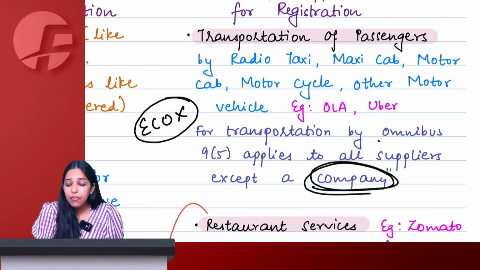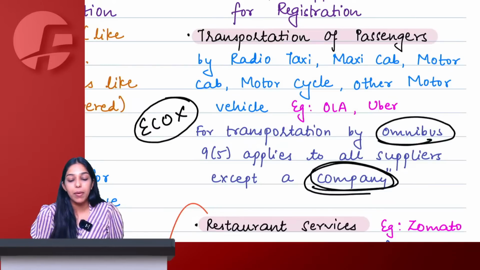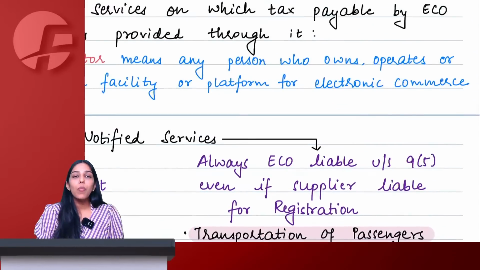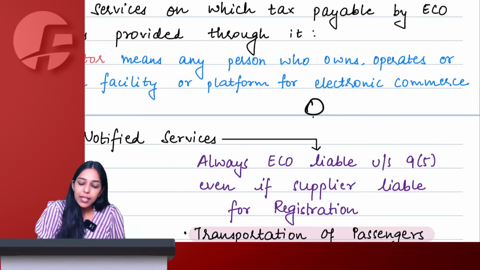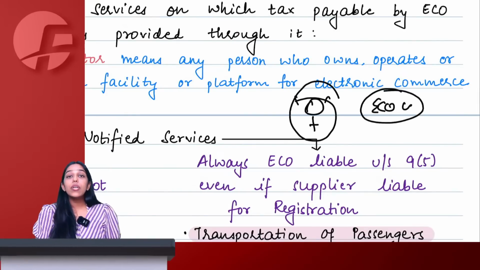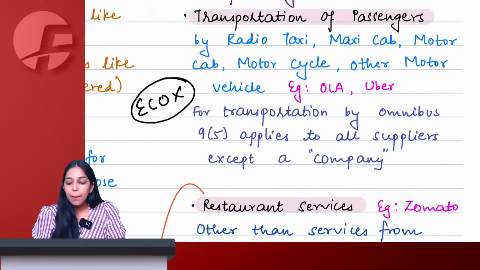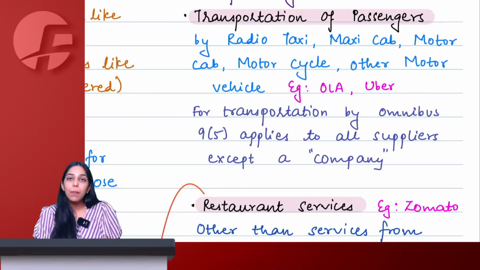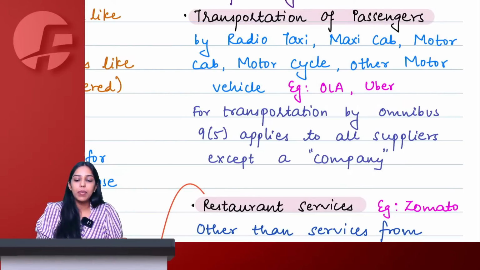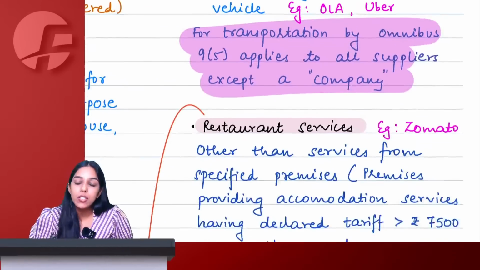The supplier itself will be liable to collect and pay GST on this renting of omnibus. But let us say I booked an omnibus through Ola and the supplier is an individual. Then again, the e-commerce operator becomes liable. Only in a very specific and particular case, if I am booking an omnibus through a company, then the e-commerce operator will not be liable and the company itself will be liable to collect and pay GST to the government.